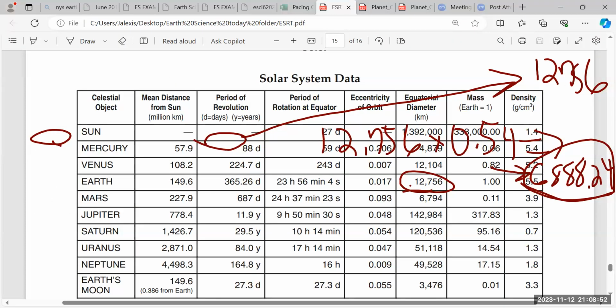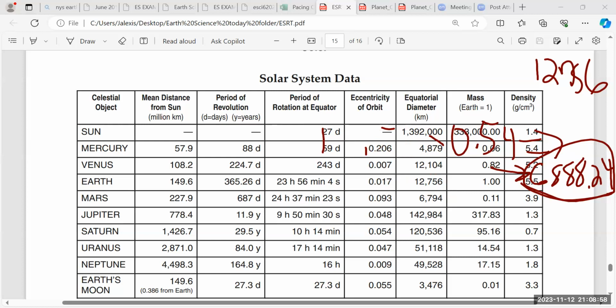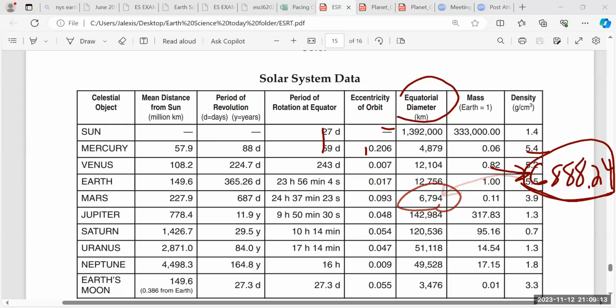And when I go on my reference tables, let me just clear this up real quick. Okay. So there's only one planet that has a number that is close to 6,888.24, and that is this planet right here, whose diameter is 6,794. So it's pretty close to 6,888. And what planet is this? Mars. So the correct answer is Mars. That's the correct answer. Mars is the correct answer.